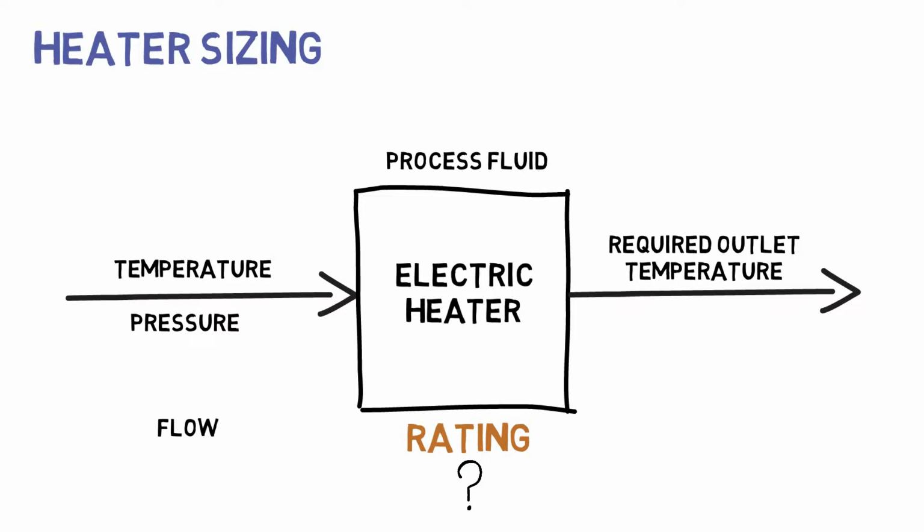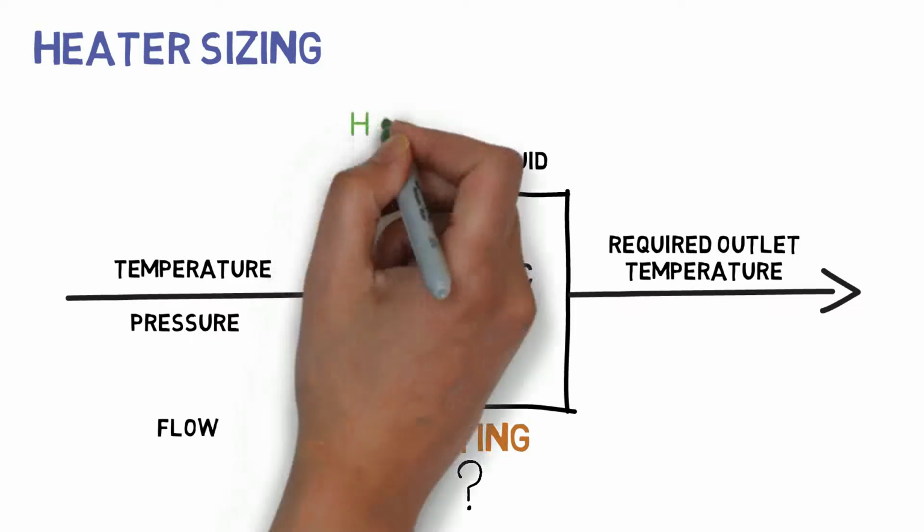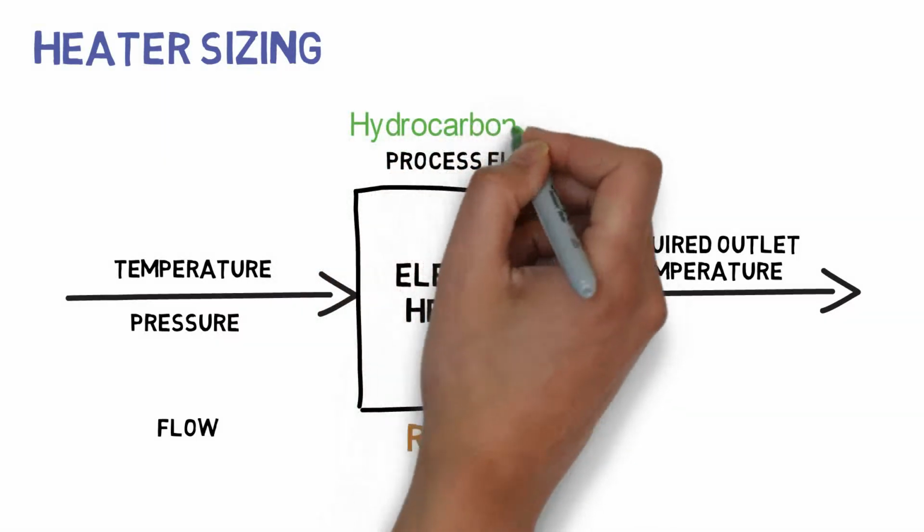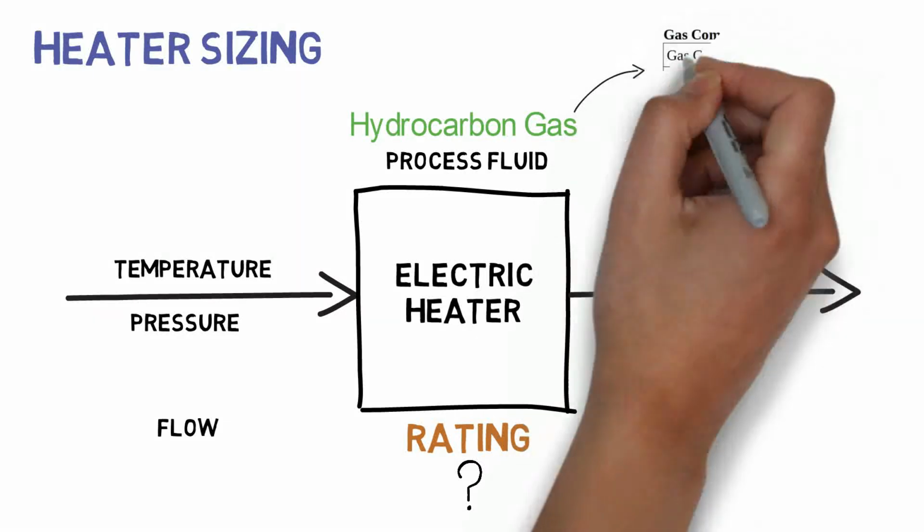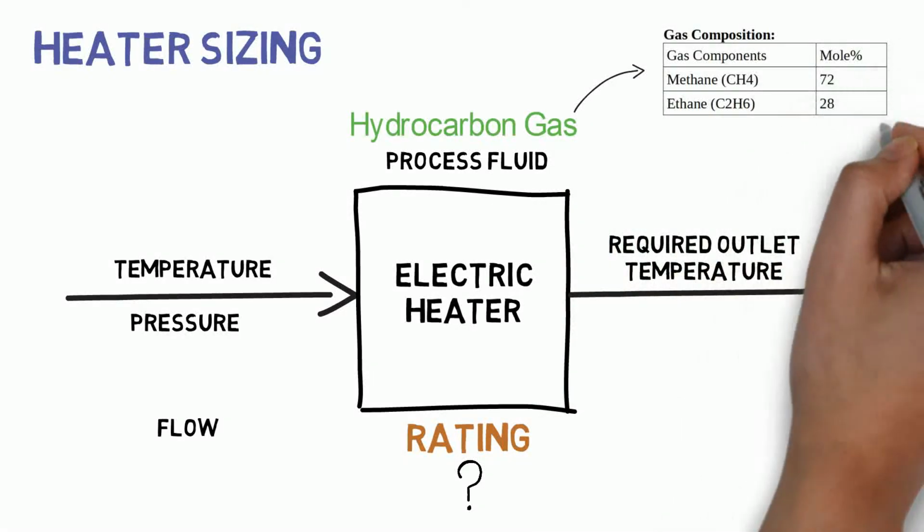To do the sizing, let us assume the following input parameters. The process medium shall be hydrocarbon gas, with the gas composition mentioned in the table.